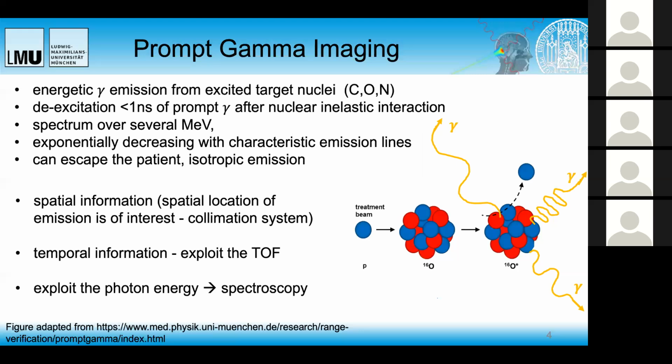And the third point is that we can also exploit the photon energy, because with that we can do spectroscopy, so we can measure the different discrete energy levels, or as I called it, the characteristic emission lines. And it also tells us something about the composition of the tissue we are irradiating.